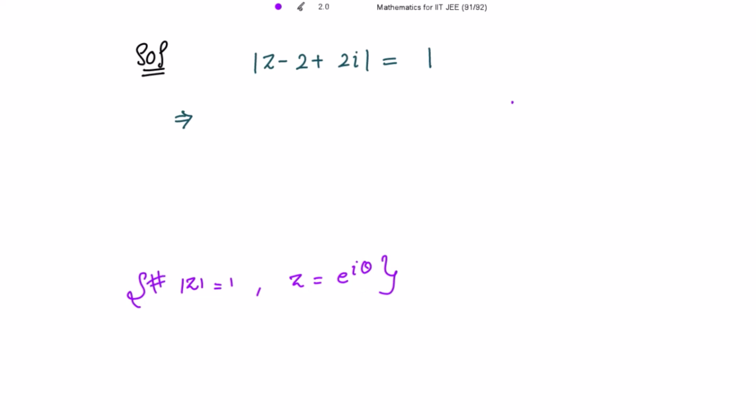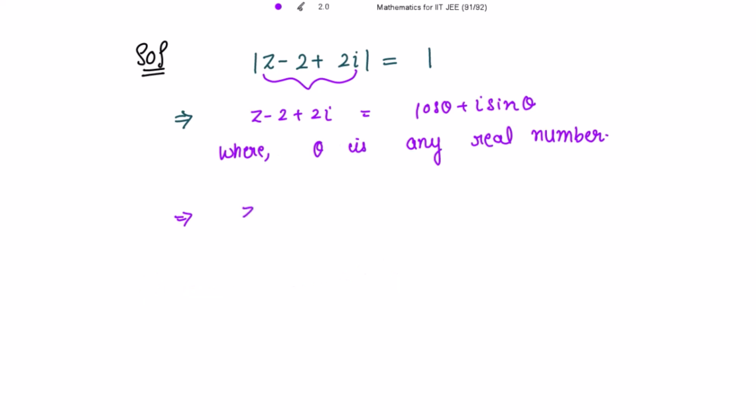Please note this remark, and I'm going to use this remark over here. This is also a complex number and its modulus is equal to 1, so I can write this complex number as e to the power iota theta, which in turn can be written as cos of theta plus iota sine of theta, where theta is any real number, right? Taking negative 2 and plus 2 iota to the other side, we get cos of theta plus iota sine of theta plus 2 minus 2 iota.